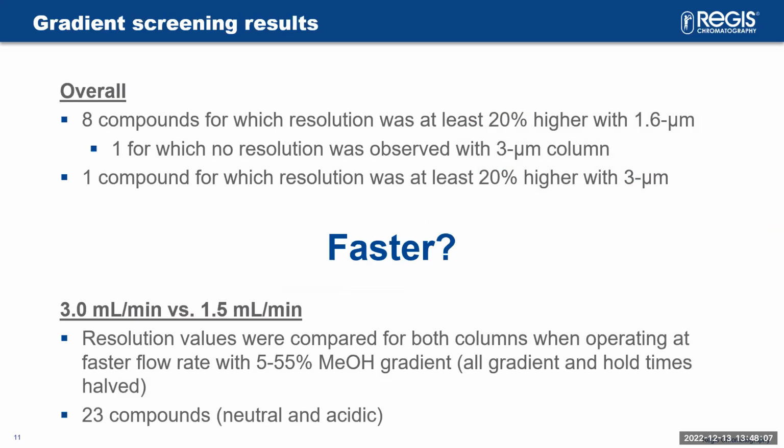But of course, one of the primary benefits of SFC is the use of low viscosity solvents, which does allow you the ability to run even faster for faster analyses. So we did the comparisons at 3 mils per minute, again with a 5 to 55% methanol gradient, and we compared those results to what we collected at 1.5 mils per minute. With the faster flow rate, we cut all of our gradient times in order to preserve the same gradient volume between those two different methods with the two different flow rates.